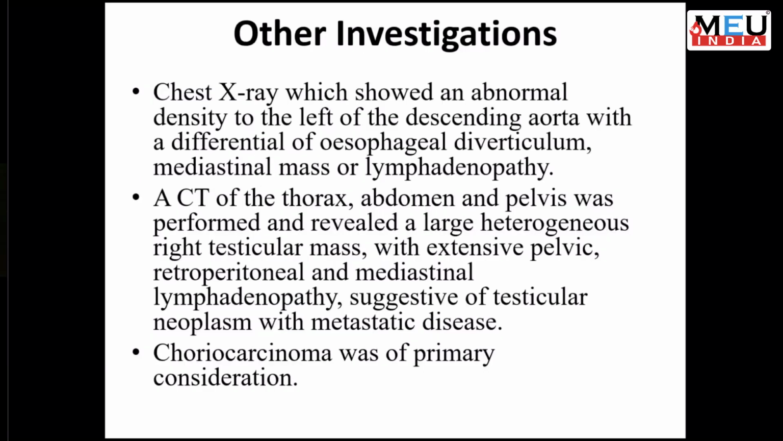So they went on with other investigations. A chest X-ray showed an abdominal density to the left side of the descending aorta, with a differential diagnosis of esophageal diverticulum, mediastinal mass or lymphadenopathy. Then a CT of the thorax, abdomen and pelvis was performed, which revealed a large heterogeneous right testicular mass with extensive pelvic, retroperitoneal and mediastinal lymphadenopathy, suggestive of testicular neoplasm with metastatic disease. At this juncture, choriocarcinoma was a primary consideration also.